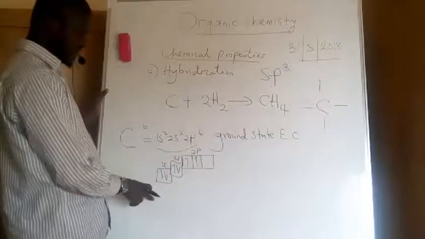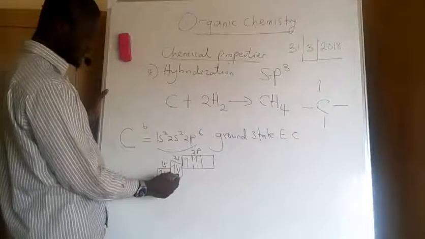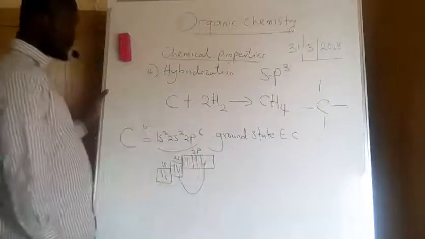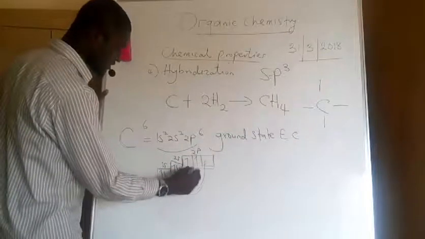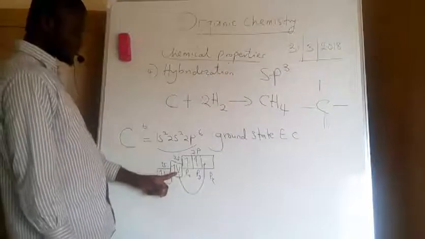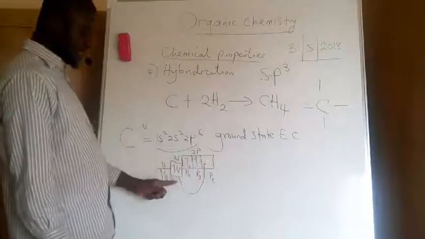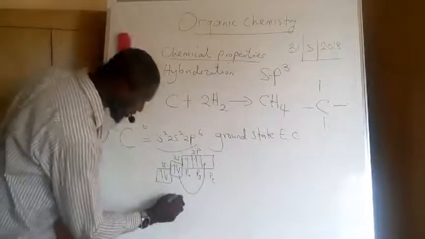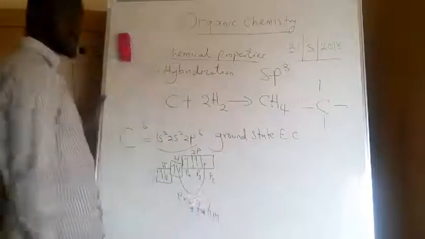excited state. Now, for it to convert to the excited state, this electron in 2s will migrate to this box, because this first box is px, the second box is Py, and the third box is Pz. So one electron from 2s has to migrate to the Pz orbital. This migration of an electron from a lower energy level to a higher energy level is what is called excitation. We call this movement excitation.